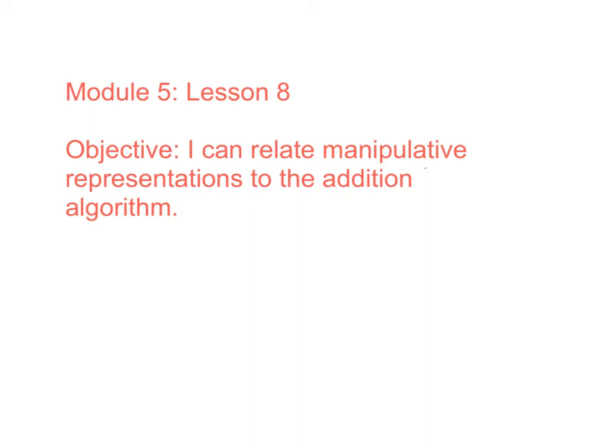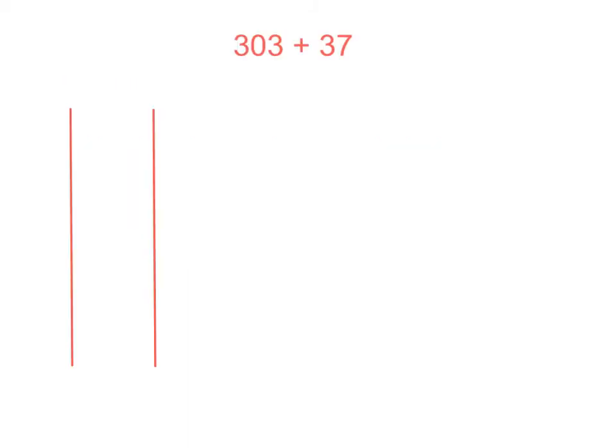Okay, today we're going to do Module 5, Lesson 8, and our objective is I can relate manipulative representations to the addition algorithm. So let's take a look at our first problem. We have 303 plus 37.